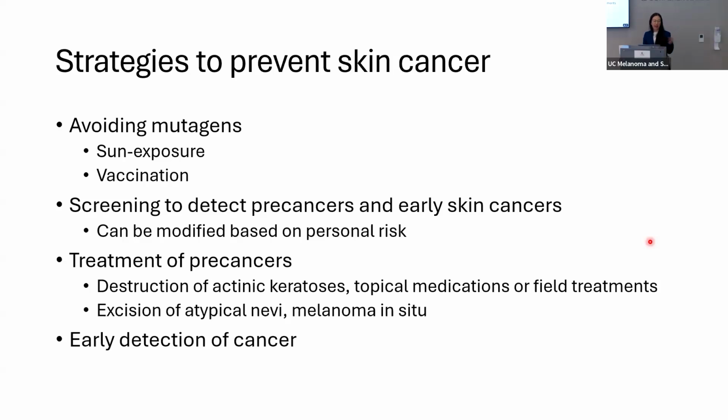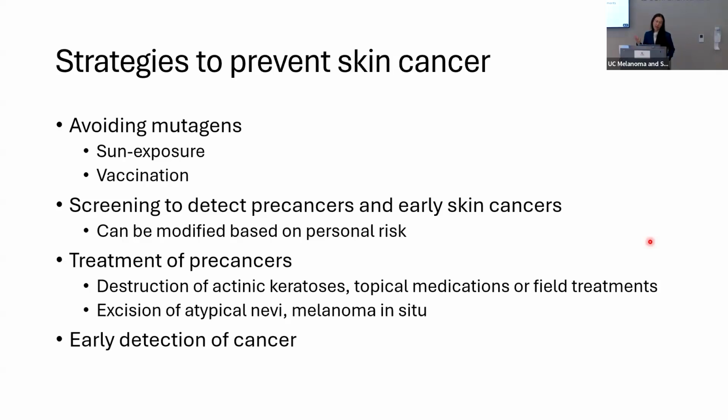So we want to think about how we can manage sun exposure for children through community mechanisms. Then there's also screening to detect precancers and early skin cancers. These can be modified based on personal risk.